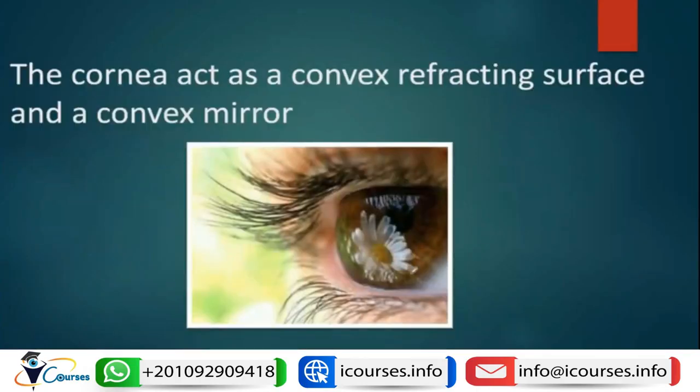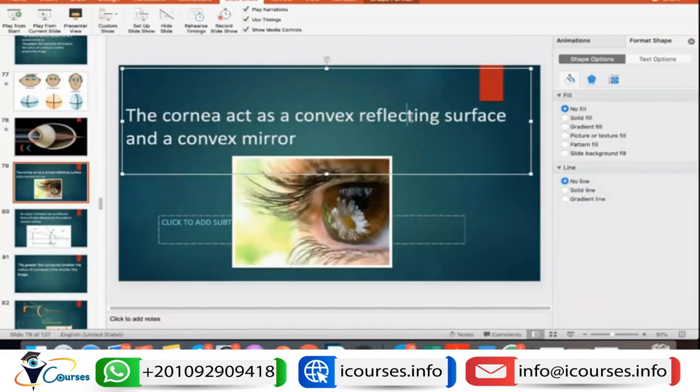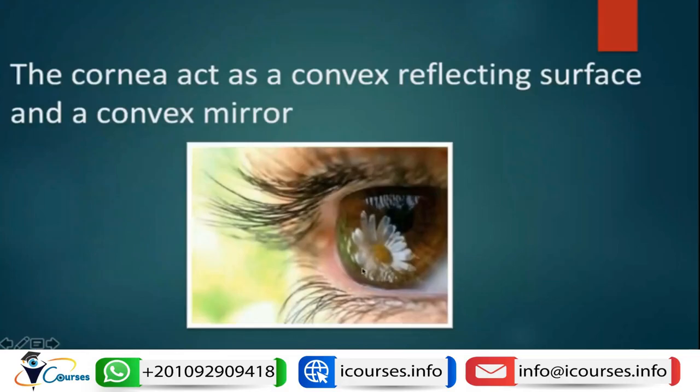And this is all based on the use of the anterior surface of the cornea. So the anterior surface of the cornea acts as a convex reflecting surface. So let's just make it a reflecting surface. So the cornea is a convex mirror, so we can see the object. If you project an object to the cornea, you can see the image of this object. As you can see here, the image of the flower is very small because the anterior surface of the cornea is a convex reflecting mirror that causes a smaller image.